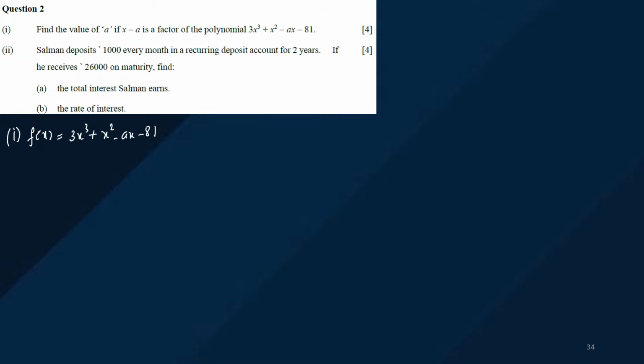Okay. So now what is the factor over here? Tell me. The factor is x minus a. So I need to equate the factor x minus a equal to 0.